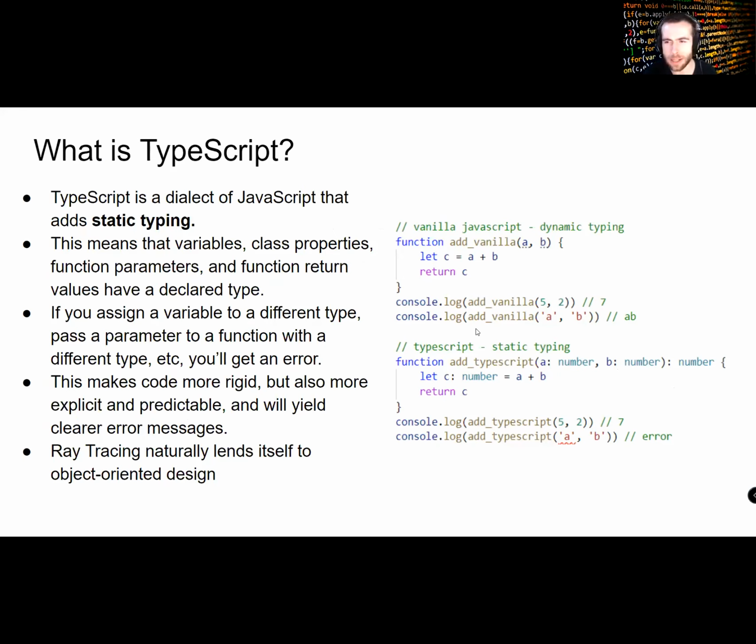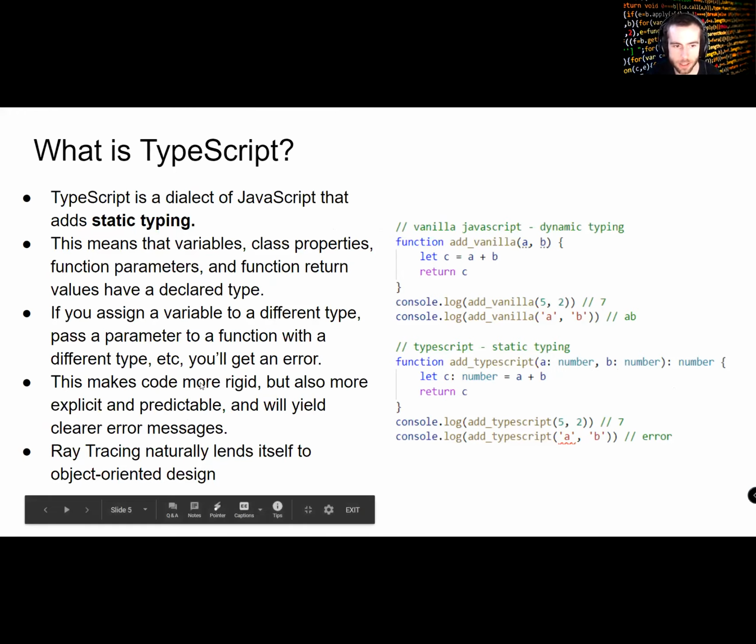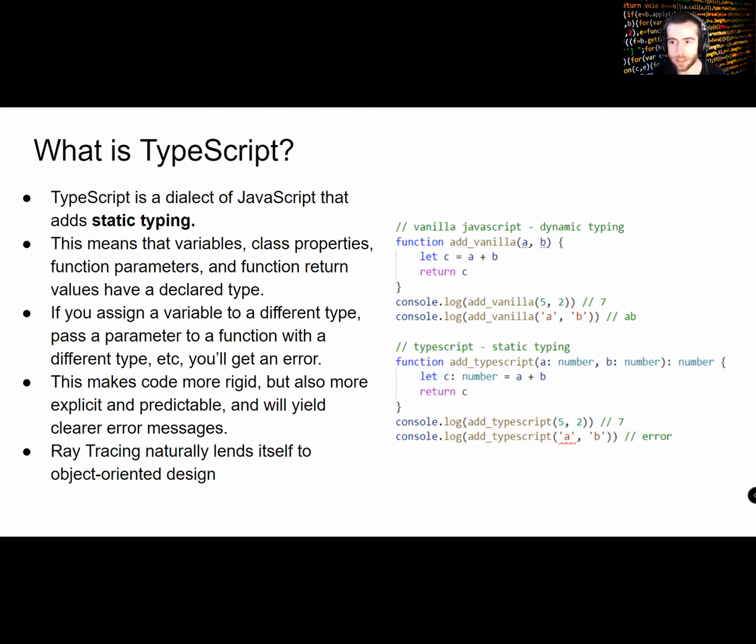And just a little bit about TypeScript and why I chose TypeScript for this. It's a dialect of JavaScript that adds static typing. So I'm a big fan of static typing. You can see here, it makes code a little bit more rigid, but it also makes it more explicit and predictable. And it can give you really clear error messages. Basically every variable has a type.